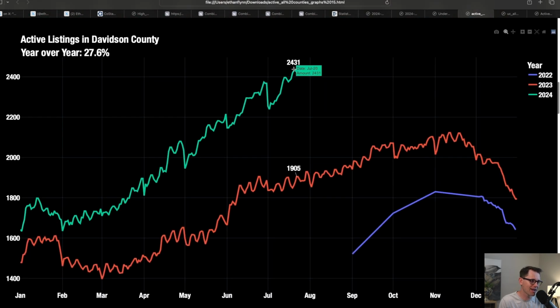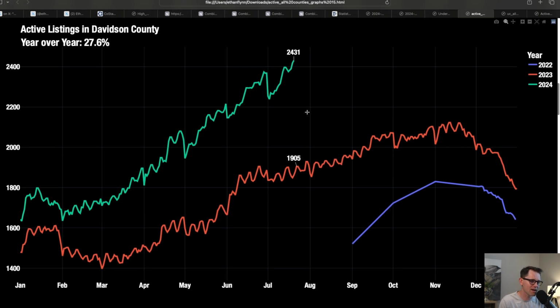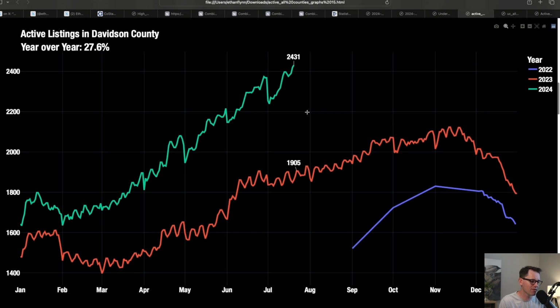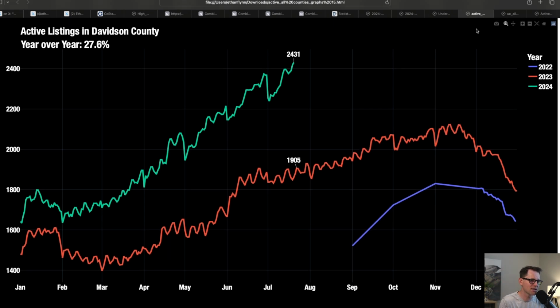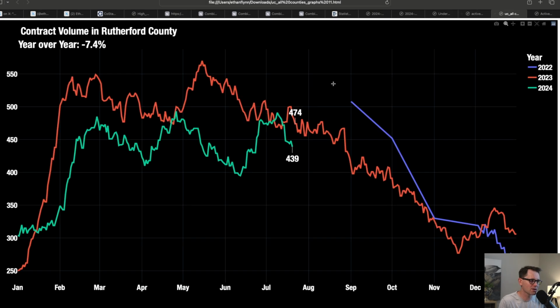Look at Davidson County making a new high. It's like there's no gravity in Davidson. 2431, just continuing to move up. Guys, Davidson, major yellow flags here. We haven't seen prices really start dropping yet, but man, inventory's way up. Price cuts are way up. It's hard not to see this get really, really squishy in Davidson. Let's look at contract volume.